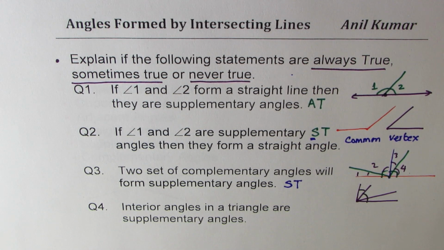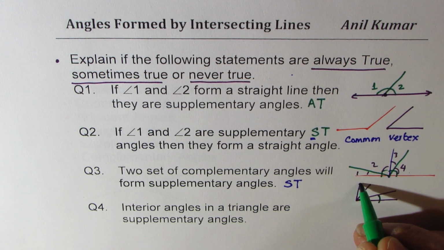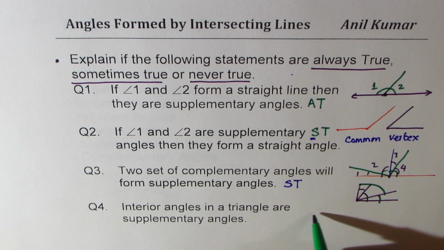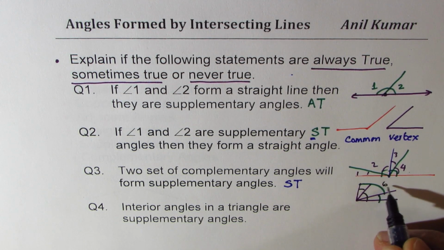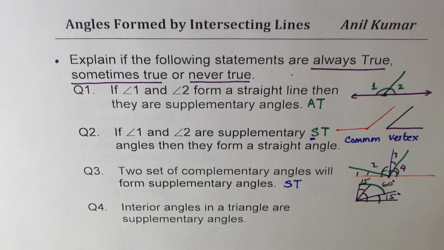And what you also notice is that this angle plus that angle is also 90 degrees. So, for example, I have a combination in which we have angles like 60 degrees, 15 degrees, and 15 degrees.